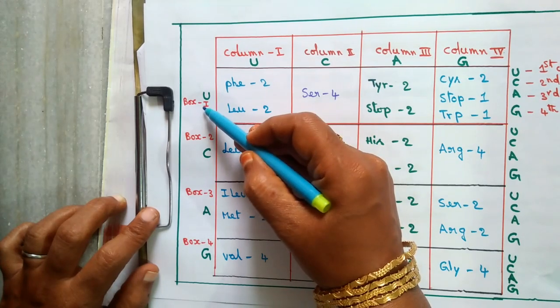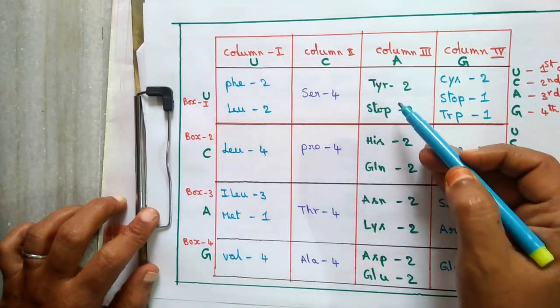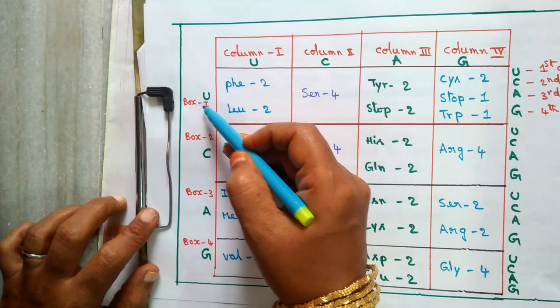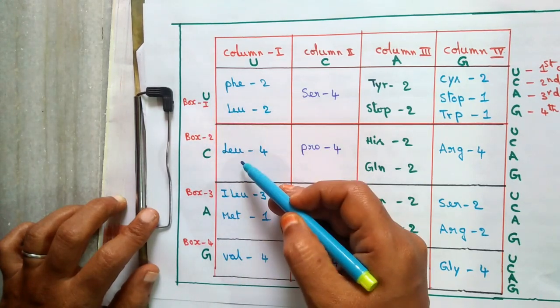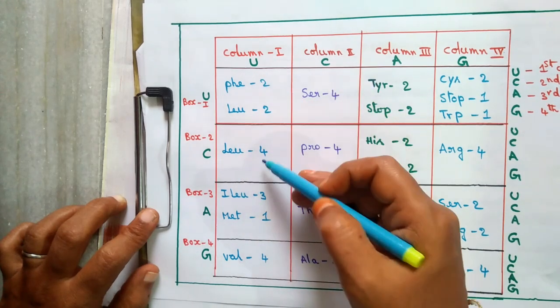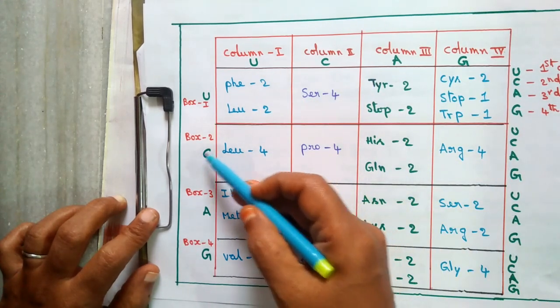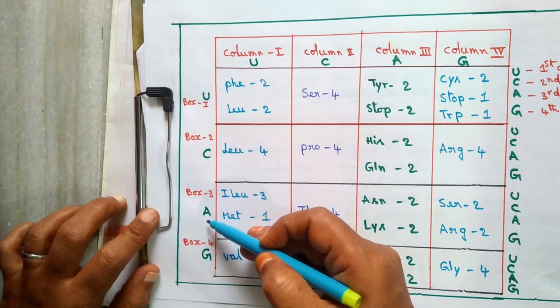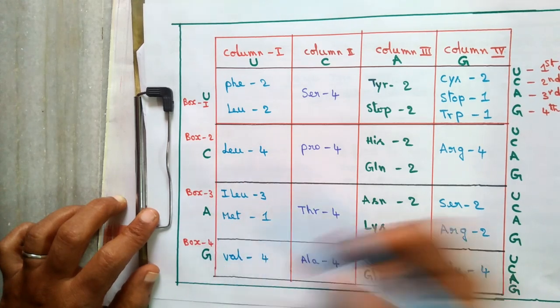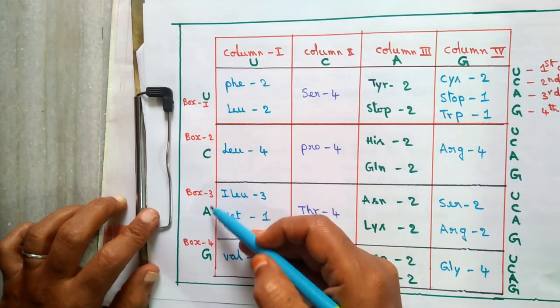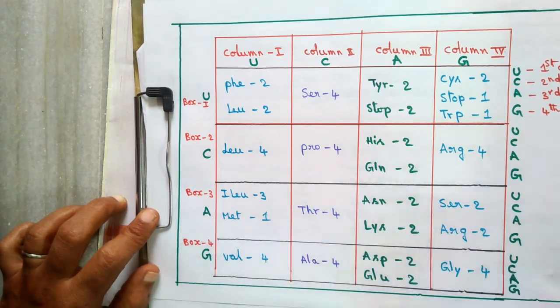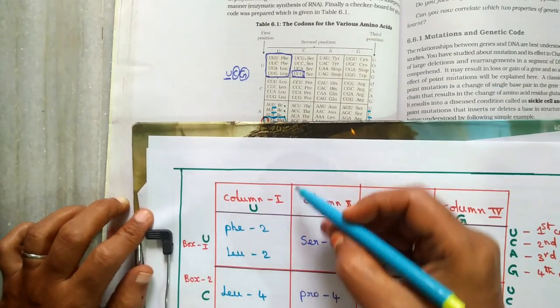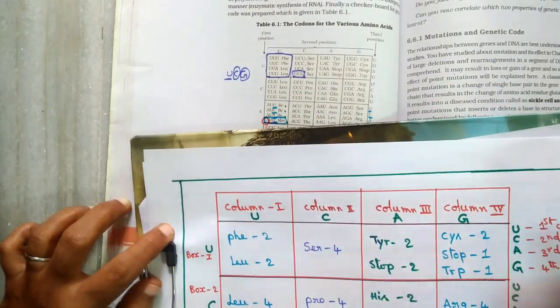Now the first box of the first, second, third or fourth column is represented by U, the first base of a triplet codon. The second box of each column is represented by C. The third box is represented by A. The fourth box is represented by G. Right.